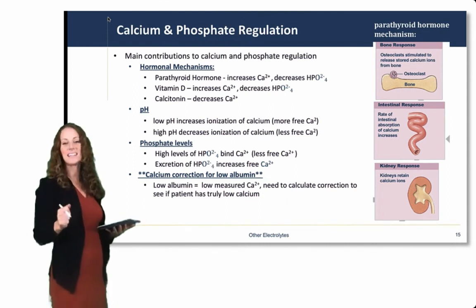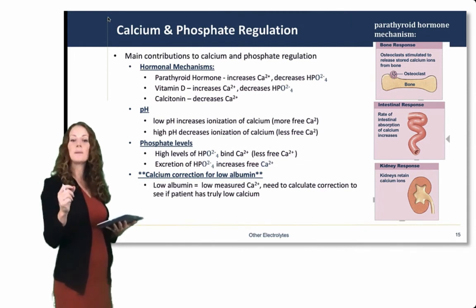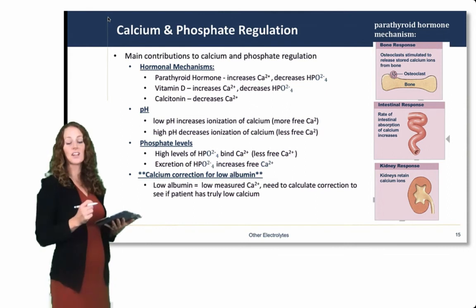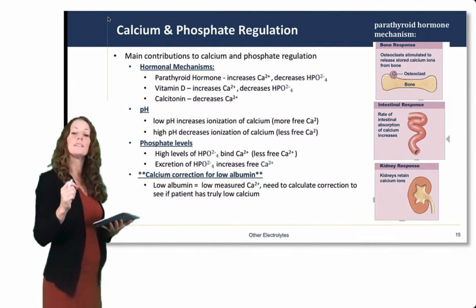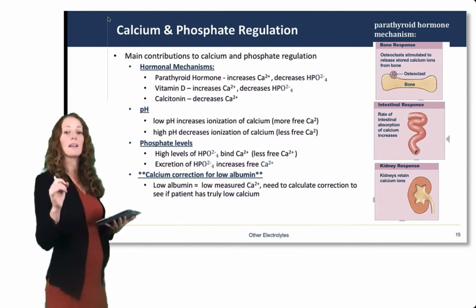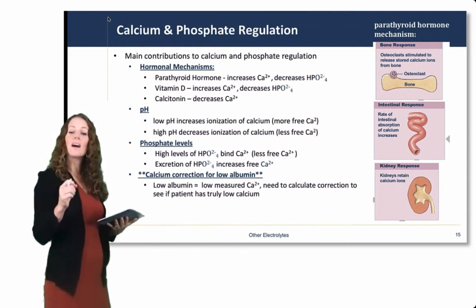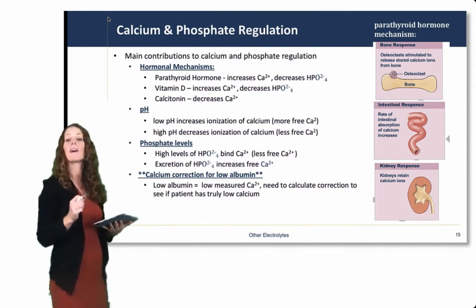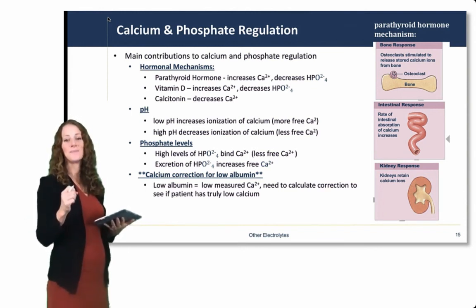So now on to the mechanisms of calcium and phosphate regulation. The main contributions to calcium and phosphate regulation are through parathyroid hormone and vitamin D activation. Parathyroid hormone ultimately increases calcium and decreases phosphate. We'll talk more about parathyroid hormone during our endocrine and our skeletal lectures. Vitamin D causes an increase in calcium and a decrease in phosphate, just like parathyroid hormone. We'll talk about vitamin D next week in our skin lectures.